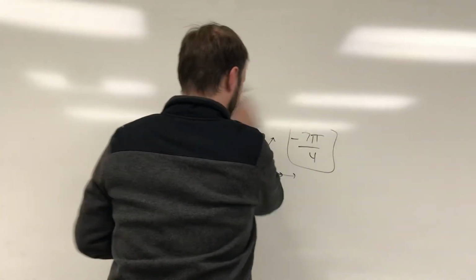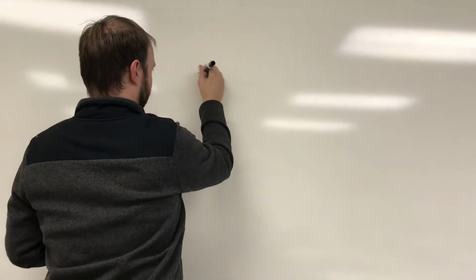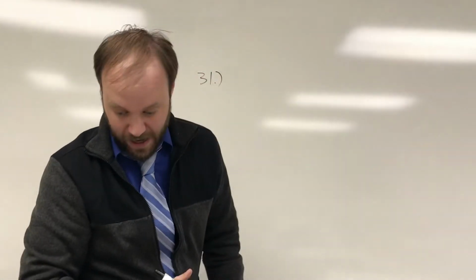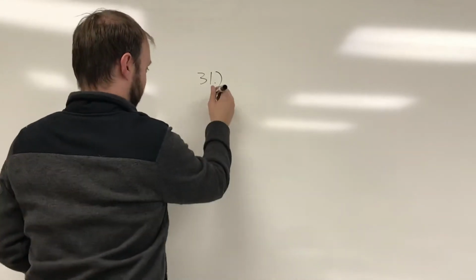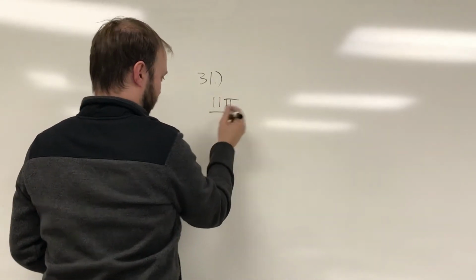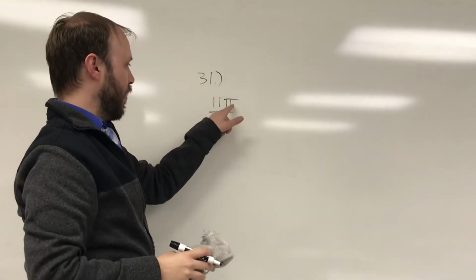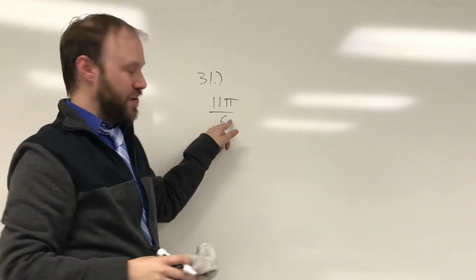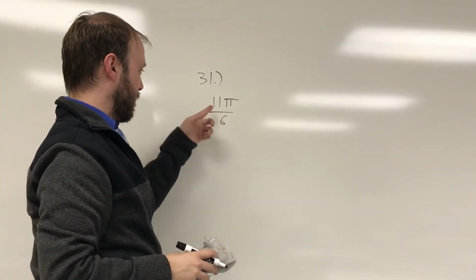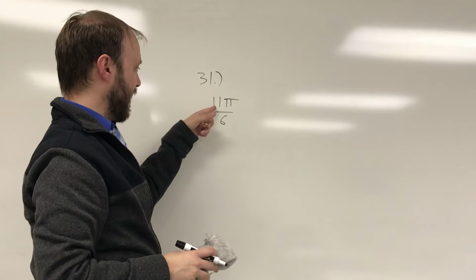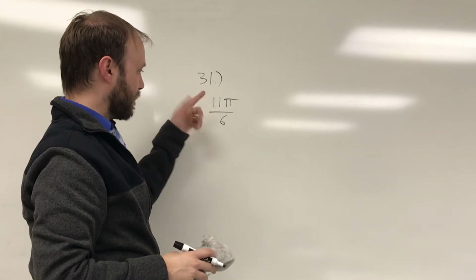Same kind of thing with number 31. At this point, this should be the same thing. They give you 11 pi over 6. Okay, so again, if you want to convert that into degrees, 180 divided by 6 is 30. 30 times 11 is 330.